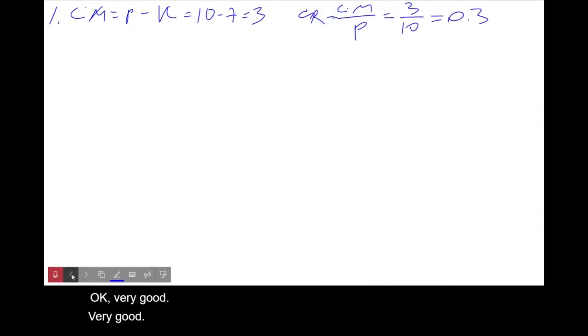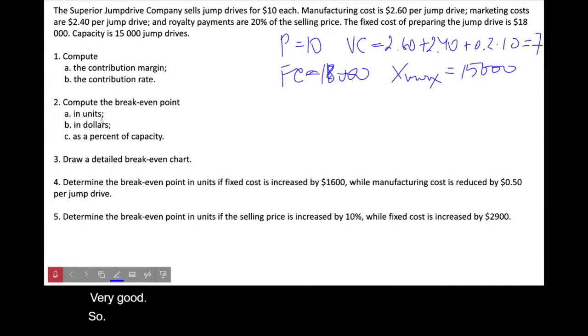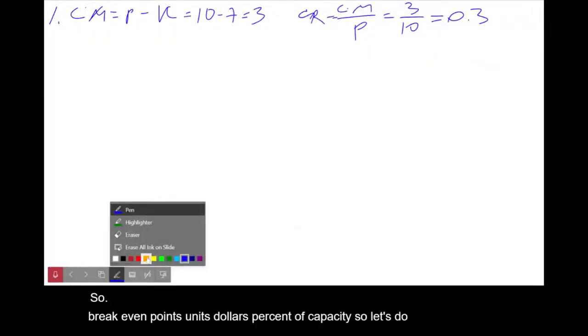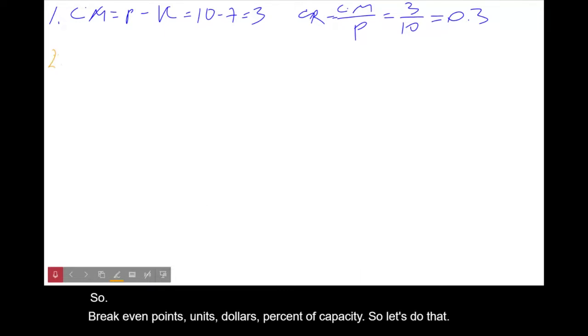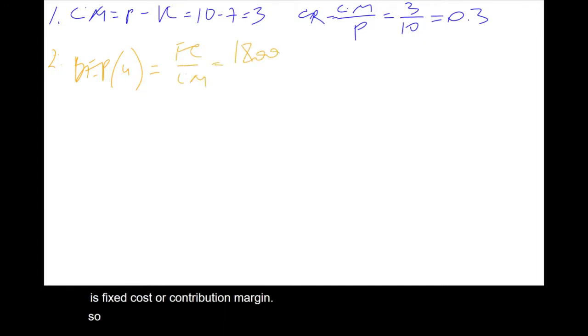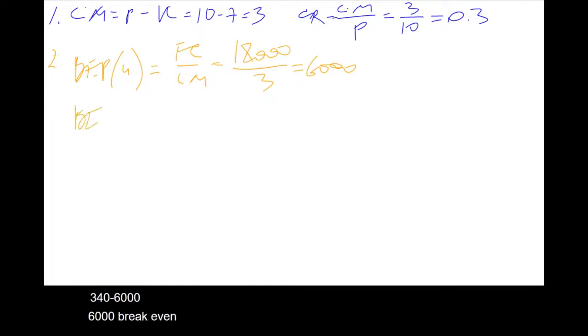So now, break-even points: units, dollars, percent of capacity. So let's do that. Question 2. Break-even point in units is fixed cost over contribution margin. So 18,000 over 3. What is it? 6,000, right? 6,000 is the break-even point in units.